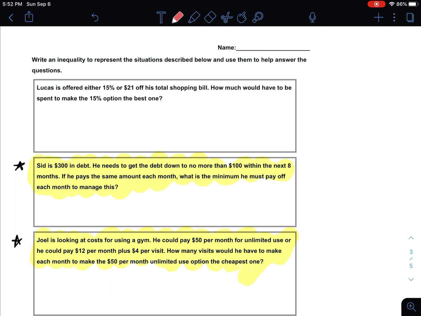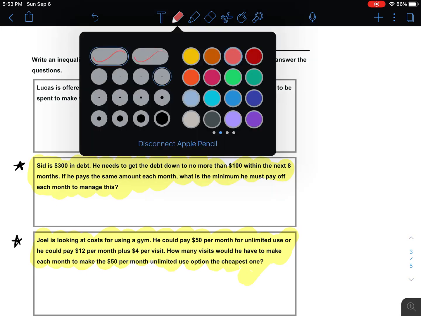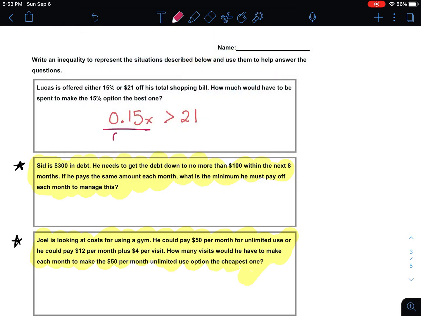All right, so this last one says Lucas is offered 15% or $21 off his total shipping bill. How much would he have to spend in order to make the 15% option the better one? So I want 15x to be greater than $21 off. So all I'm going to do is divide by 0.15.